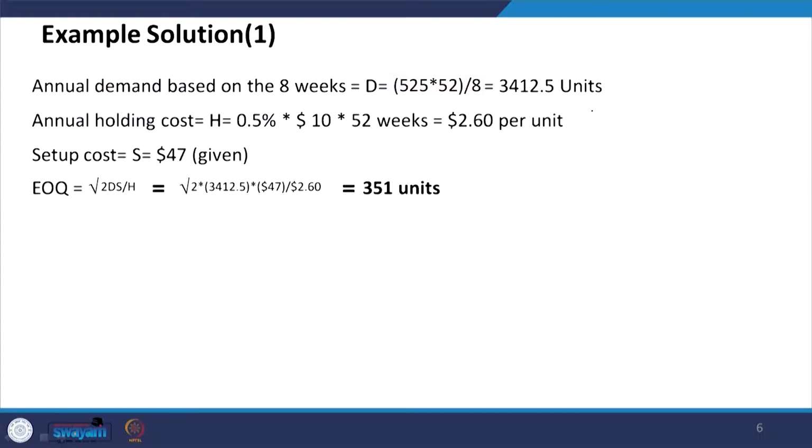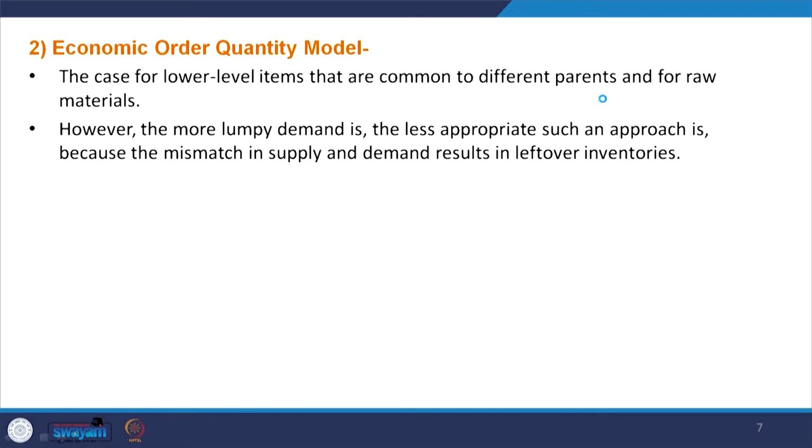Here, we have just seen the second particular thing, where D is now going to be a particular case where annual demand based on the 8 weeks is 528, and this is based on some numerical data that we are going to see in our second example, that is the economic order quantity model.